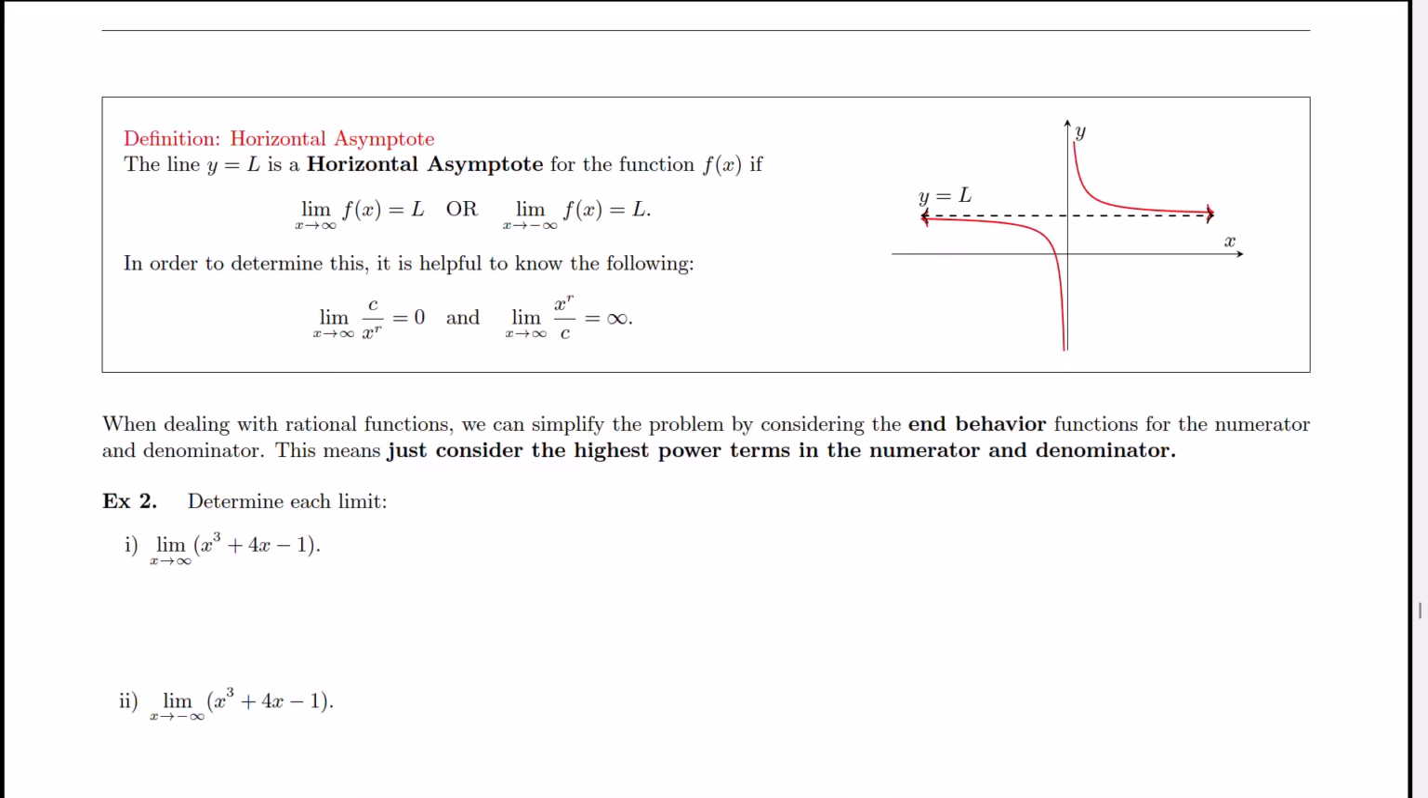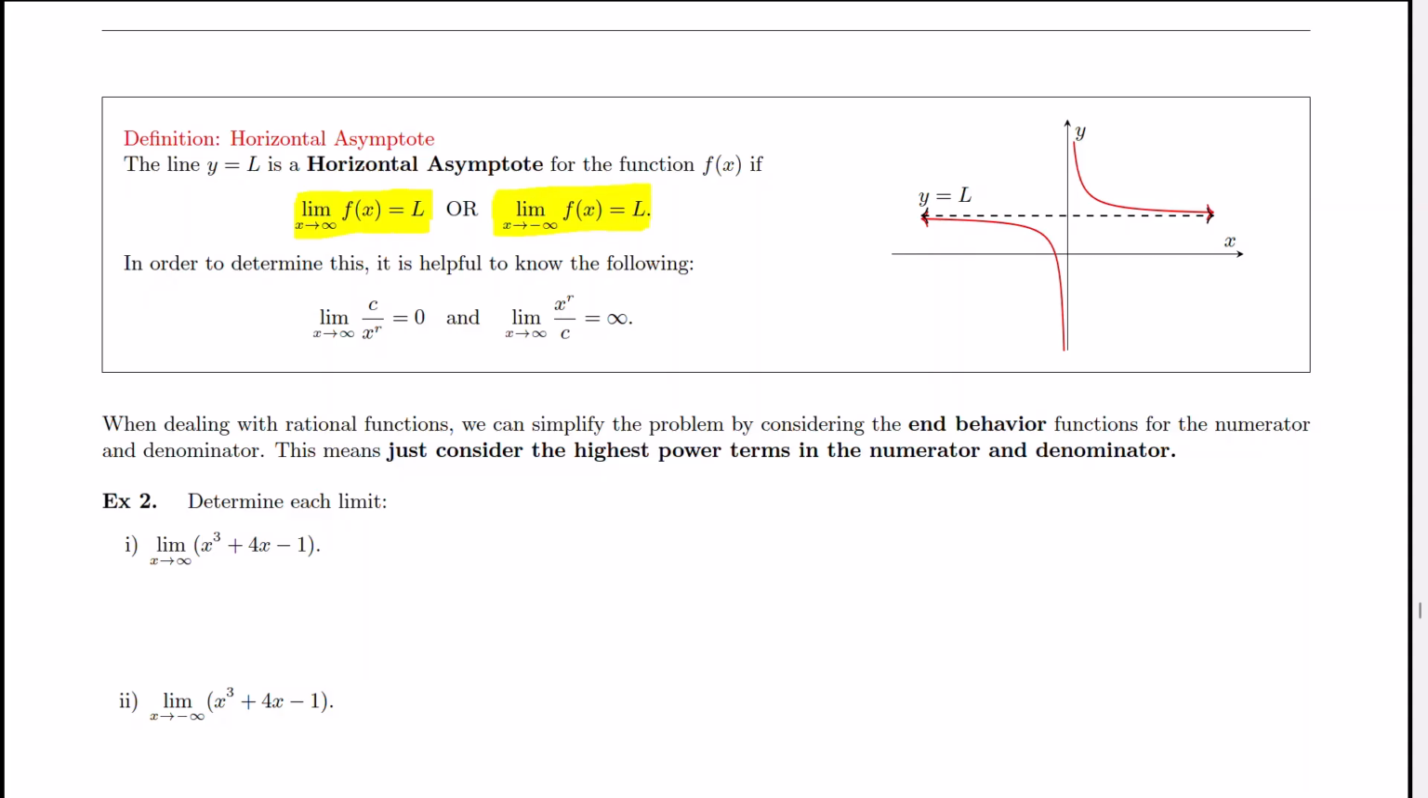Next, let's discuss horizontal asymptotes. As the name implies, this is a horizontal line. We usually say that it's y equal to L, capital L. We say that it's a horizontal asymptote for the function f of x if the limit as x approaches infinity of f is equal to L, or if the limit as x approaches negative infinity of f of x is equal to L.